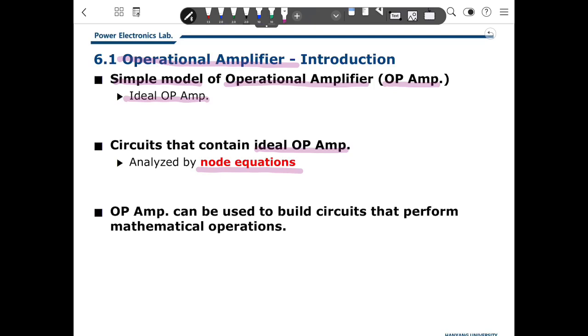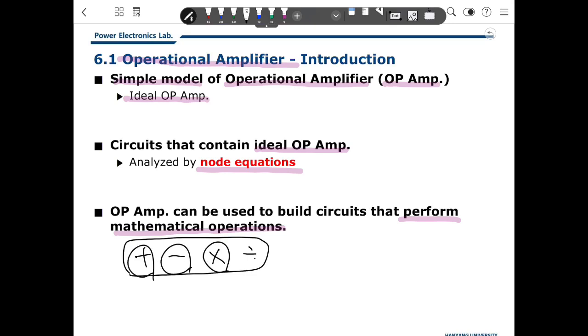That is the easiest way to analyze the circuit with the op-amp. Actually, op-amps have been used to build circuits that perform mathematical operations. I mean, mathematical operations such as adding, subtracting, multiplying and division. To perform those operations, we use the op-amp. So based on the op-amp, we make these operations with analog circuits. That was a very useful circuit, and the op-amp is very simple.